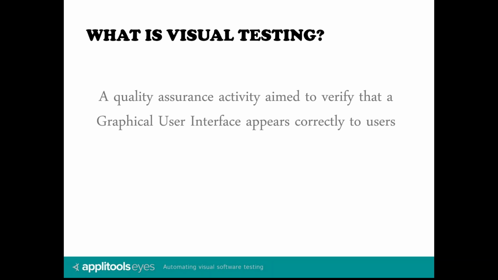We want to make sure that each UI element appears in the right color, shape, position, and size, and that it does not overlap or hide any other UI element. This type of testing has become increasingly more difficult to perform in recent years, mainly due to the huge variety of operating systems, devices, browsers, and screen resolutions that applications are expected to run on.